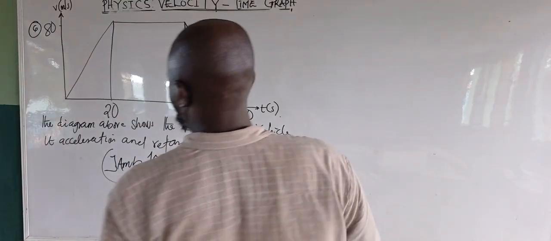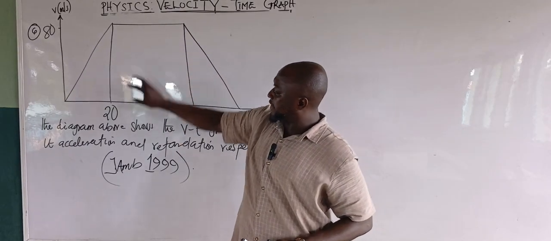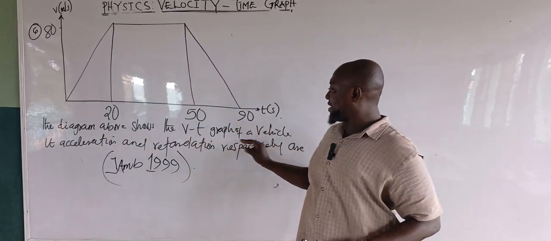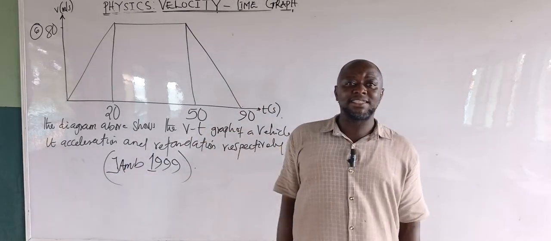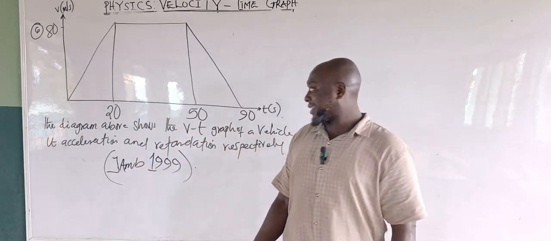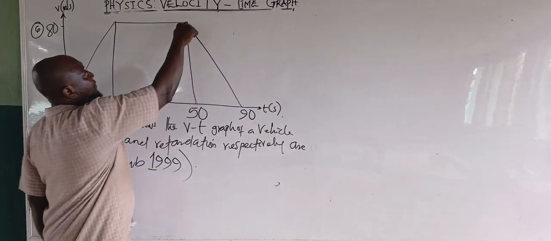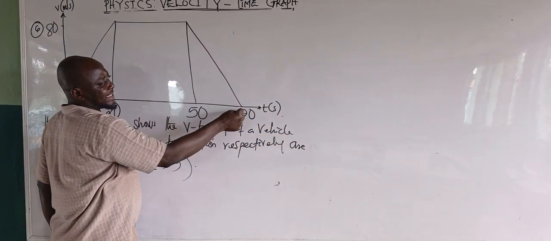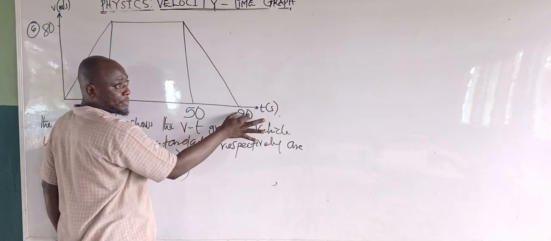All right, this is the number 6 question here. This is what is given. The diagram shows the VT graph of a vehicle. Its acceleration and retardation respectively are, so this is a JAMB question 1999. So please observe this thing. Where the vehicle retardated here is 90. So here is on this line to be 90.